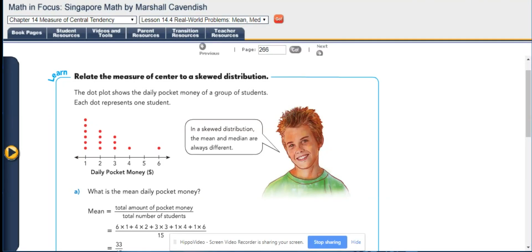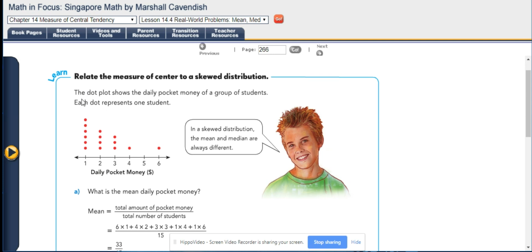This is the second Learn section from lesson 14.4, the real world problems in chapter 14, measures of central tendency. You can see we're on page 266, and this Learn section is relating the measure of a center to a skewed distribution. You can see that this dot plot is left skewed, and we're going to relate the measures of center, such as mean, median, and mode, to this skewed distribution.